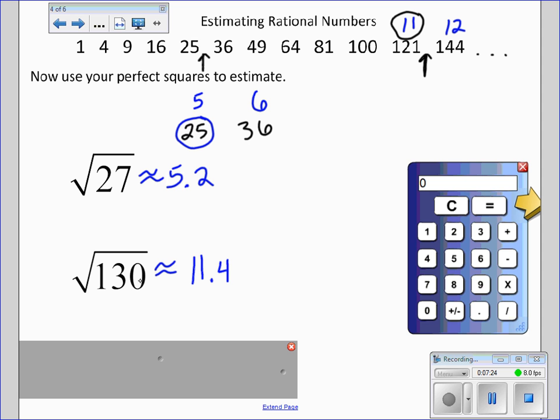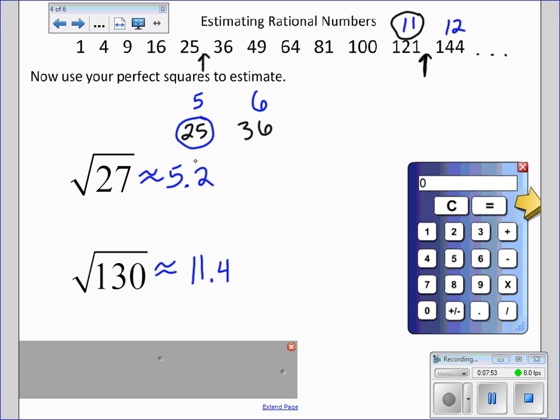If instead of the square root of 130 it would have been something like the square root of 122, 123, or 124, then I would have gone with 11.1. Whereas if it would have been something like the square root of 142, it would have been really close to 144, then I would say it'd probably be something like 11.8 or 11.9, something closer to 12. That's how we are going to use our square roots to approximate.